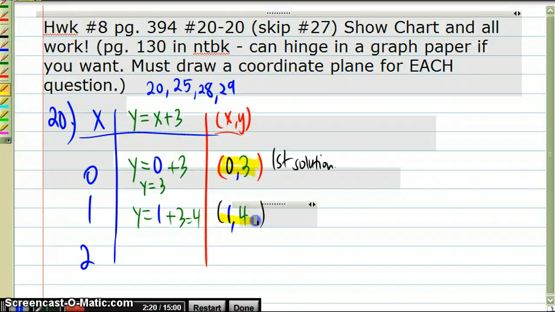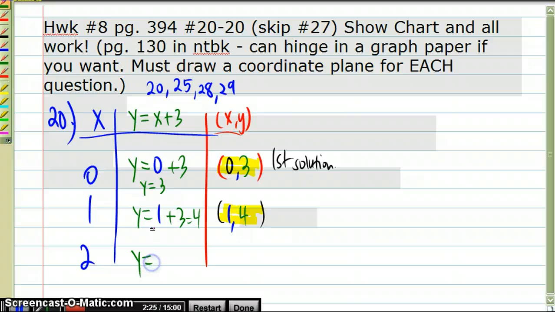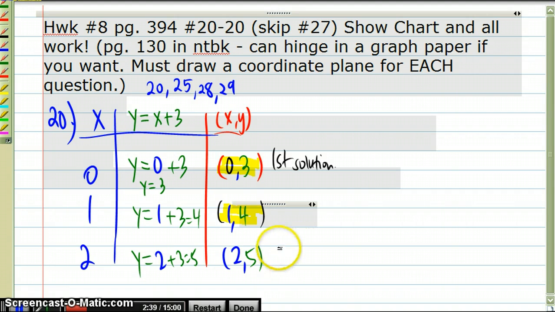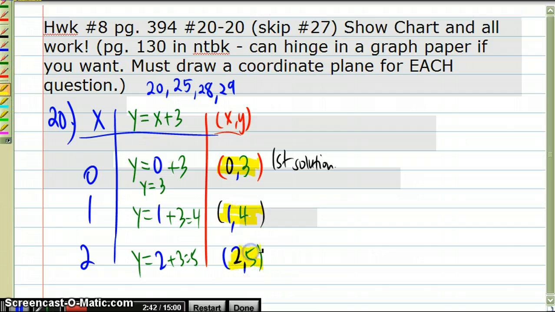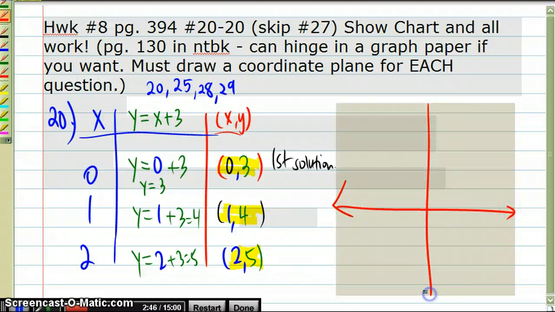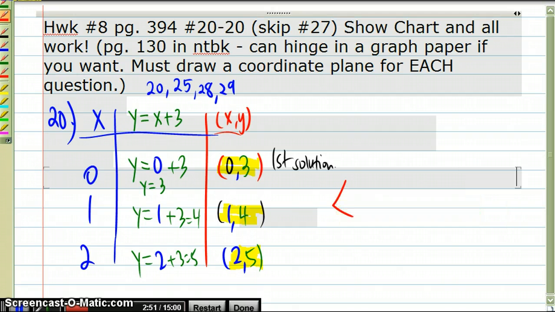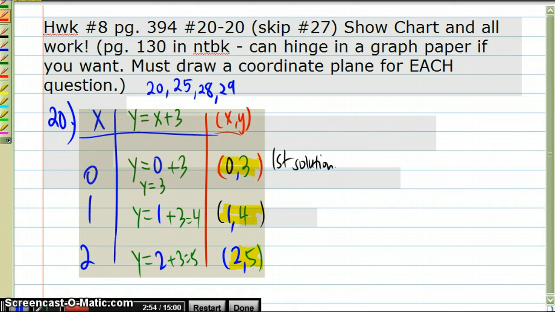I'm going to highlight that. Which means that the next solution, very easy, I'm going to do y equals 2 plus 3, which is going to give me 5. So my third solution is 2 comma 5. So when I plugged in 2, the outcome was 5, my third solution. So I do need 3 dots when I go to graph on my coordinate plane. In your homework tonight, you do need to make 8 separate charts, there's 8 problems, 8 separate charts.